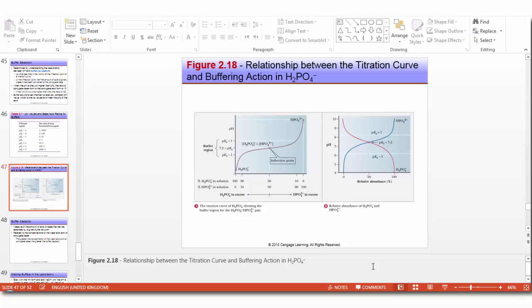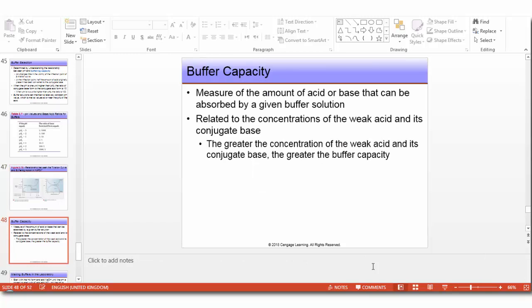Now we want to define something called the buffer capacity. A buffer solution with low concentrations of both the acid and base forms is said to have a low buffering capacity. A buffer that contains greater amounts of both acid and base has a higher buffering capacity. So it is a measure of the amount of acid or base that can be absorbed by a given buffer solution. So we can say that the greater the concentration of both the weak acid and its conjugate base, the greater the buffer capacity, and so on. So this is the concept.